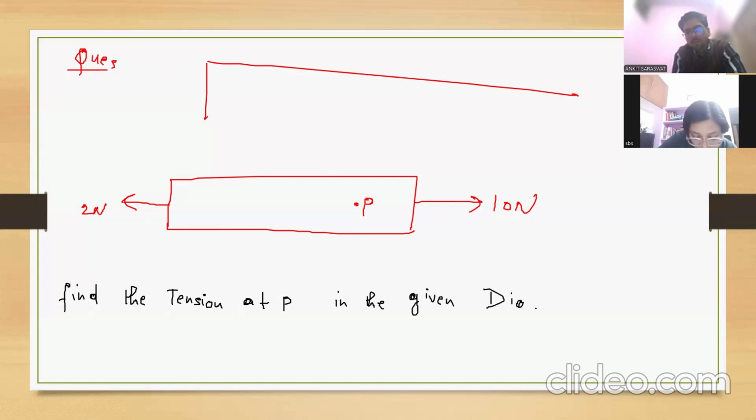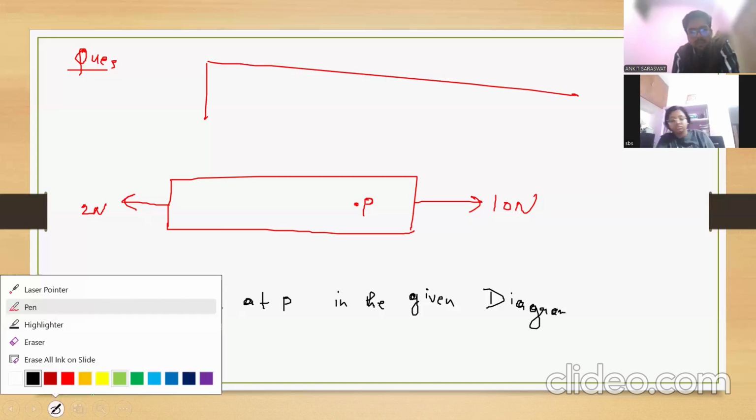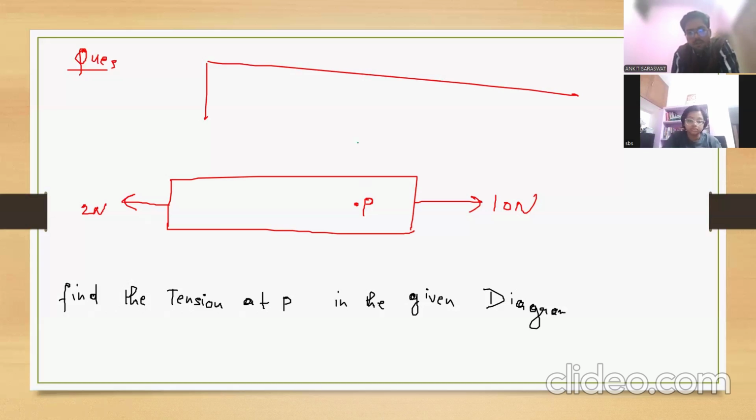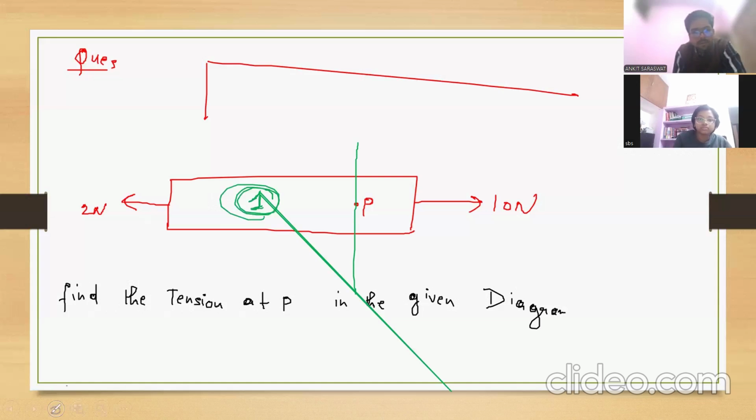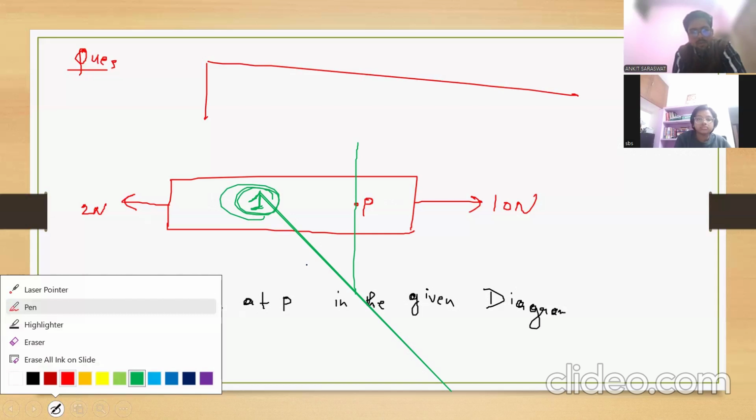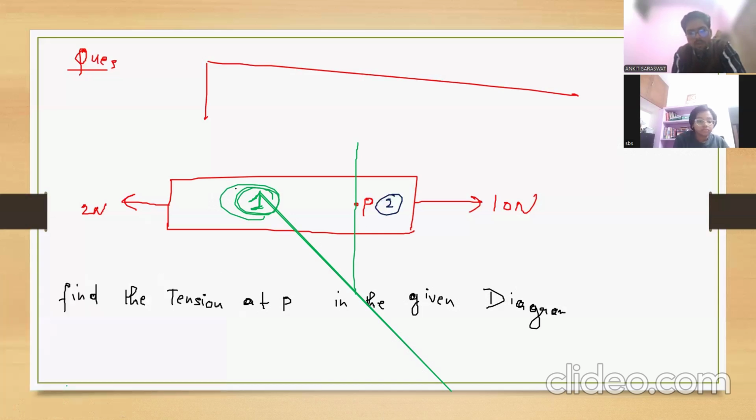Okay. Now see. If I am asking at P, then cut the string into two parts like this. Part 1. This is part 1. This is part 2. This portion and this portion. Okay. Clear? Now I am asking what? Listen first. I am asking what is the tension at P.